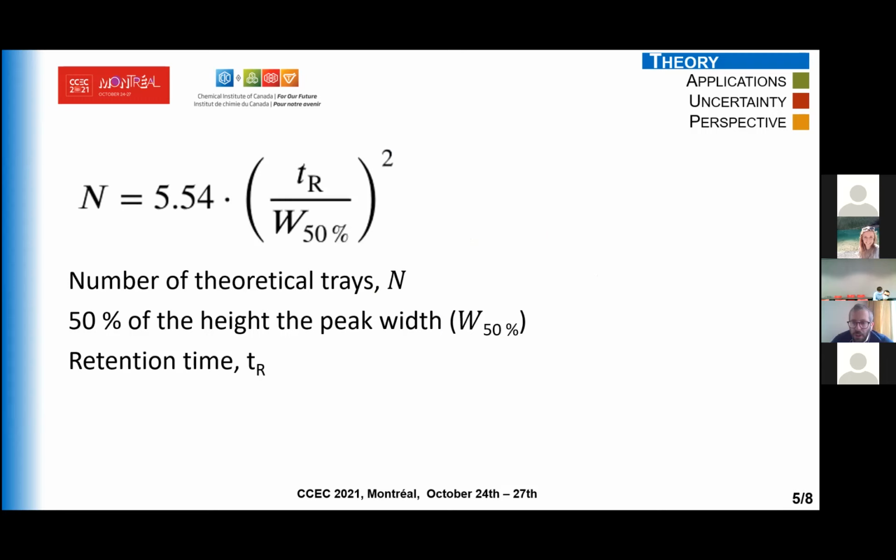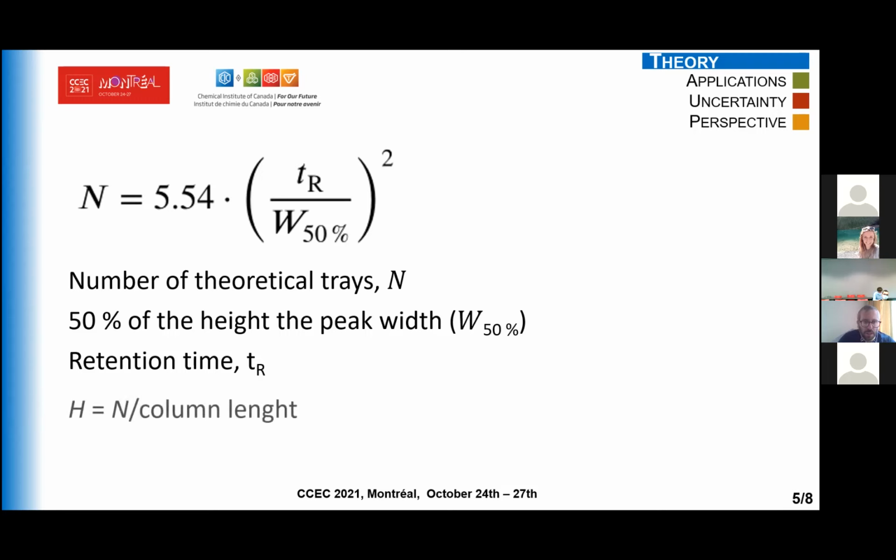Similar to distillation theory, we can define the efficiency of a separation with the number of theoretical stages, or theoretical plates, N. If we assume that the chromatographic peak is a Gaussian distribution, which is reasonable for most analytes, the number of theoretical stages is proportional to the retention time and inversely proportional to the peak width. There is also a constant that depends on which peak width you choose. The constant is 5.54 if you take the width at 50% height.